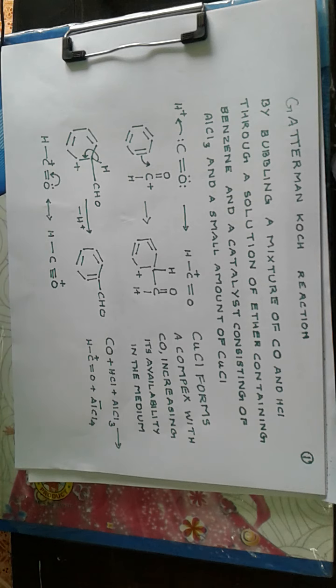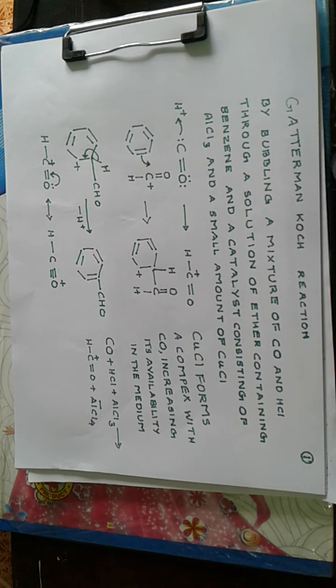Now another method of preparation of benzaldehydes is the reaction between carbon monoxide and HCl gas in presence of a catalyst mixture consisting of aluminum chloride and a small amount of cuprous chloride. Now, to a solution of benzene in ether, carbon monoxide gas and hydrogen chloride gas are bubbled through, and the reaction takes place.